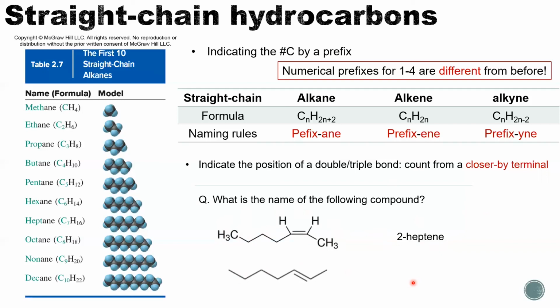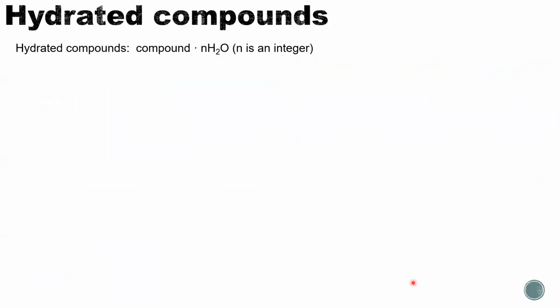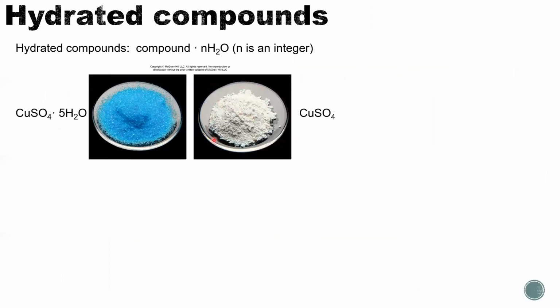Besides covalent compounds and ionic compounds, sometimes there are special types of compounds that we need to name. For example, hydrated compounds. Literally from the name, hydrated compounds contain water, right? It's a compound with a dot and n water behind it, where n is an integer. For example, on the right is a solid powder of cupric sulfate. And on the left, we have the same compound with 5 water attached to each molecule of cupric sulfate.